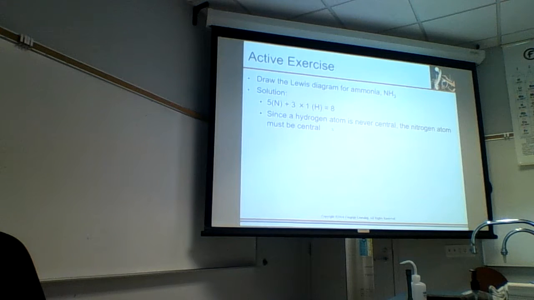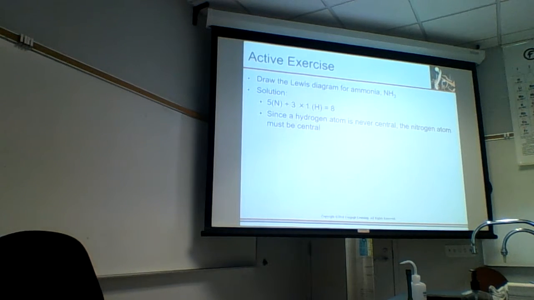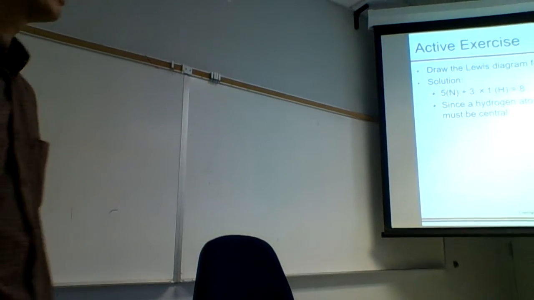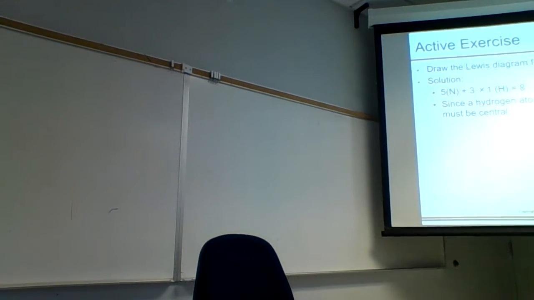Since a hydrogen atom is never central, the nitrogen atom must be central. So where does that come from? Why would we want to put the hydrogen atom in the center? The reason is that typically the least electronegative element goes in the center. Hydrogen is less electronegative than nitrogen, so we would put it there, except we can't, because hydrogen can only form 1 bond in these structures. And so it's never central. Nitrogen is going to go in the center.